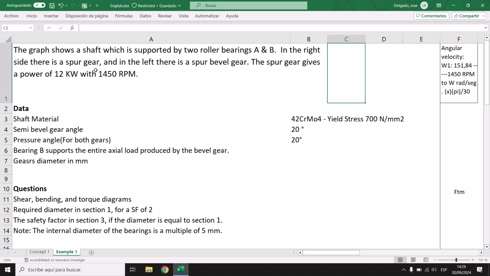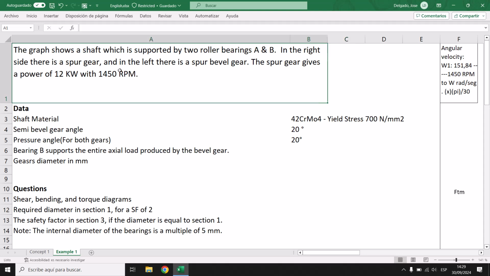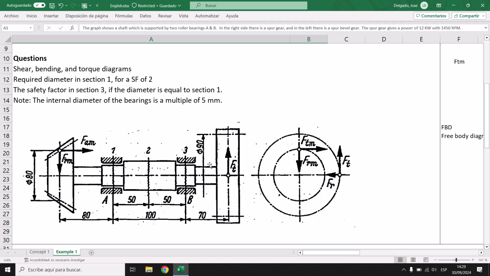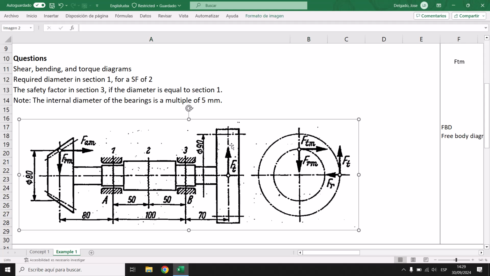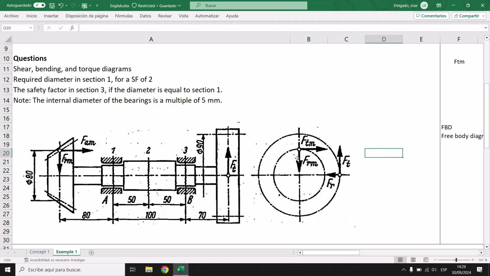Here, the graph shows a shaft which is supported by two roller bearings A and B. On the right side, there is a spur gear, and on the left, there is a spur bevel gear. The spur gear gives a power of 12 kilowatts at 1450 RPM. So it is the picture. As you can see, we have the spur gear, the spur bevel gear. This is the shaft, two bearings, section 1, section 3, A and B. Bearing A and bearing B. This is another section view.